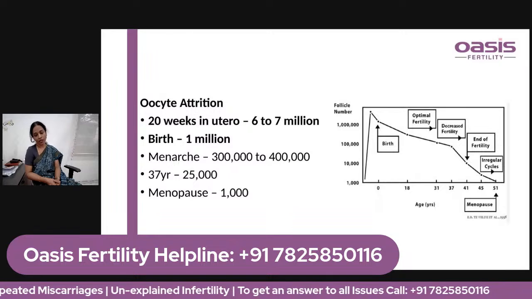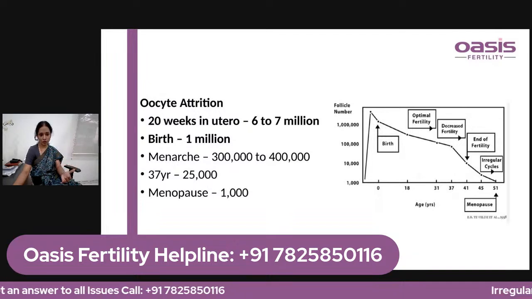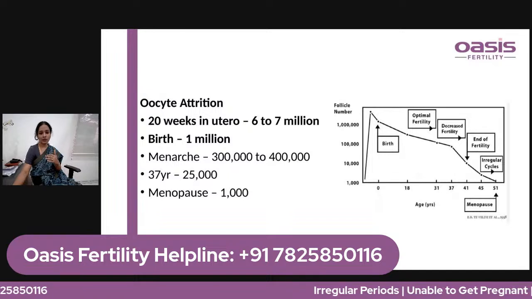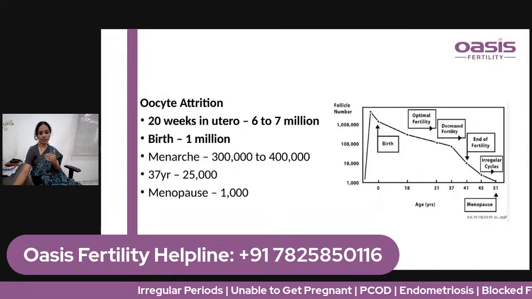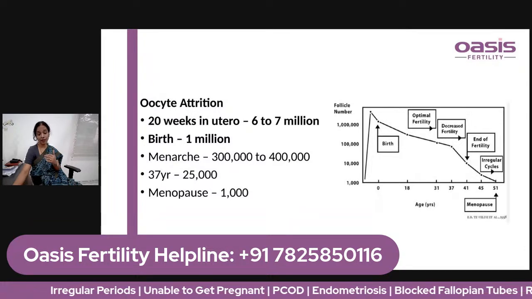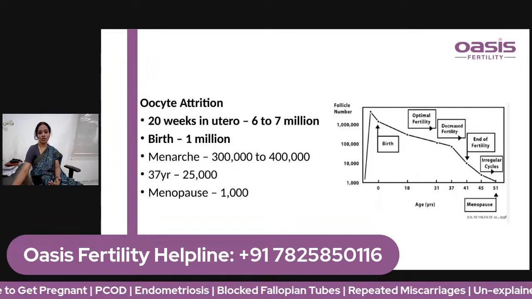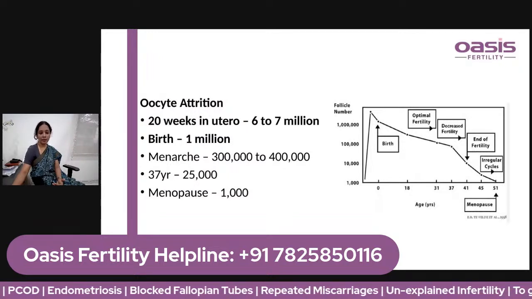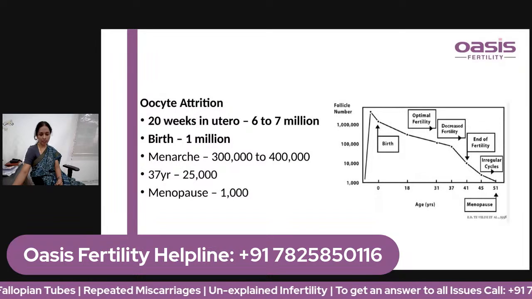This is a physiological process known as attrition, and it is a normal process in female aging. When a woman is a fetus in the uterus, at 20 weeks, she has the highest number of eggs in the ovary, which is 6 to 7 million eggs. And even by birth itself, it reduces significantly by the process of attrition.